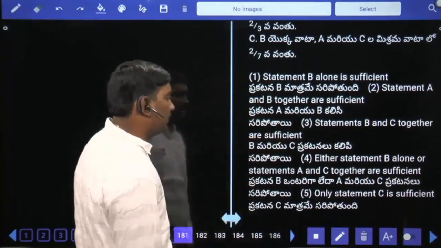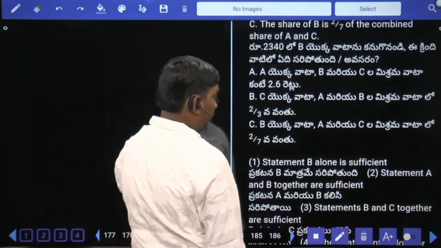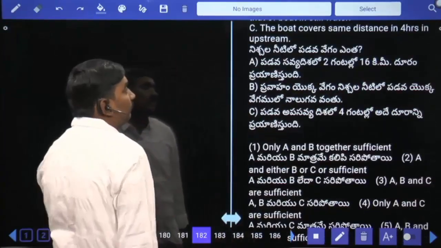Only statement C is sufficient. Fifth option is your answer. Only statement C. Next.